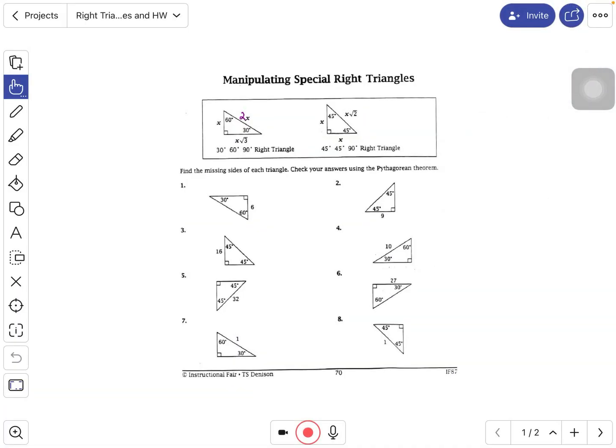Hello, folks. Welcome to your lesson on special right triangles. Let's go ahead and take a few minutes to acquaint ourselves with two very good friends of ours.